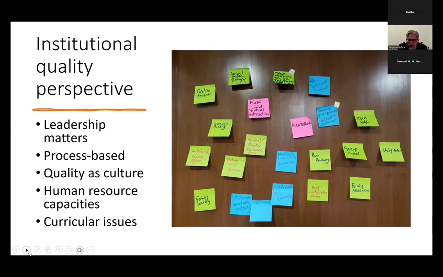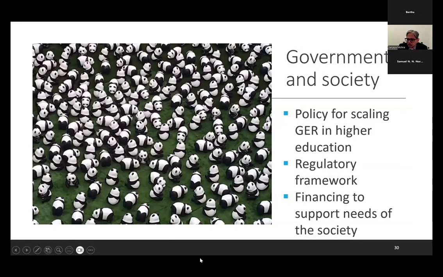So a lot of issues on quality perspectives from that. I won't want to focus more on the government aspects here, but it is very important to focus on the policy of the government. What is the government looking at? Is the government looking at improving gross enrollment ratio? Are they providing certain regulatory frameworks that the institutions need to follow? Are there financial incentives to organizations or institutions that are associated with quality?